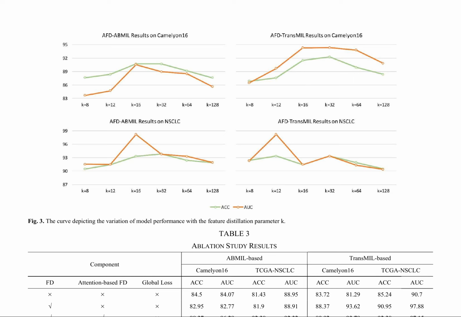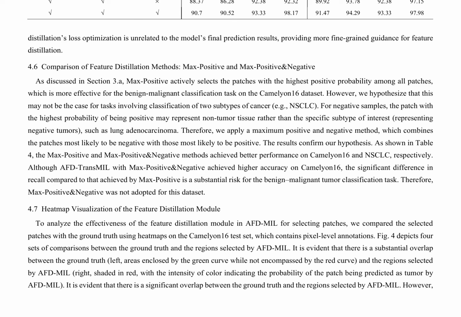The paper presents an ablation study to evaluate the effectiveness of various components in the proposed attention-based feature distillation multiple instance learning AFD-MIL framework. The results in Table 3 show that the combination of attention-based feature distillation and global loss optimization leads to improved performance on both Camelyon 16 and TCGA-NSCLC datasets. The feature distillation parameter K is shown to have a significant impact on model performance, as depicted in Figure 3.